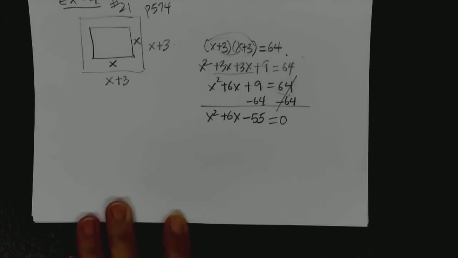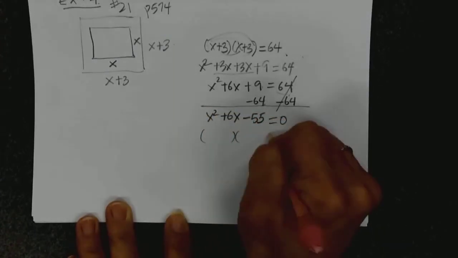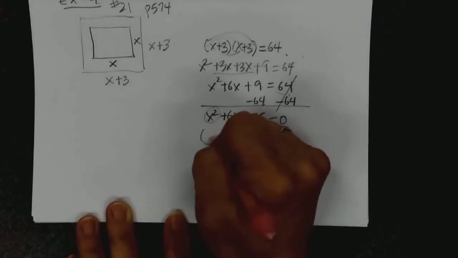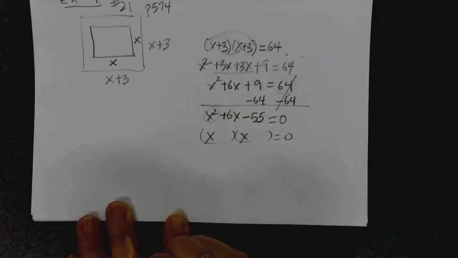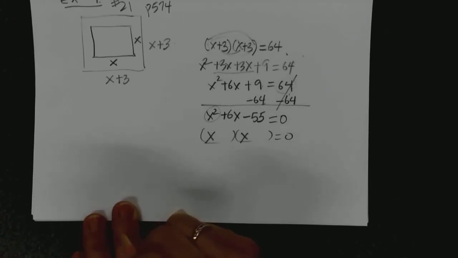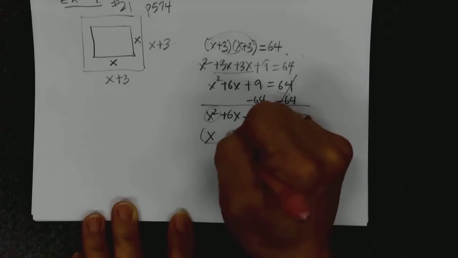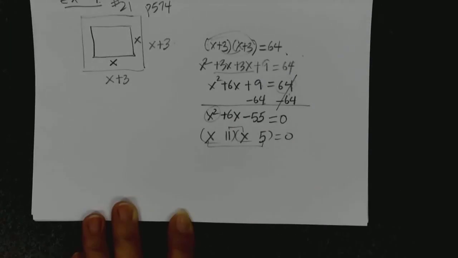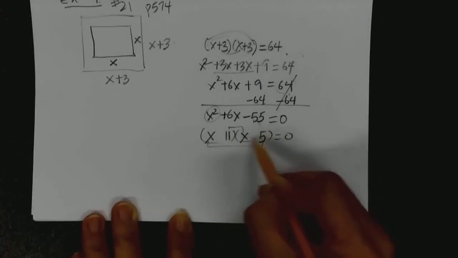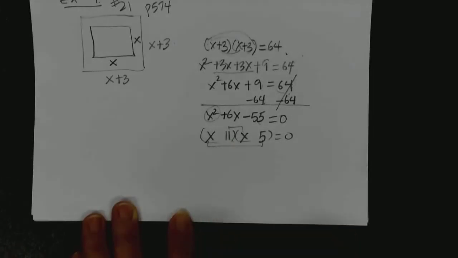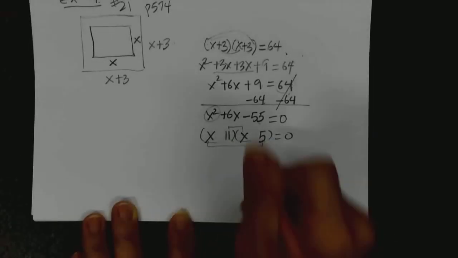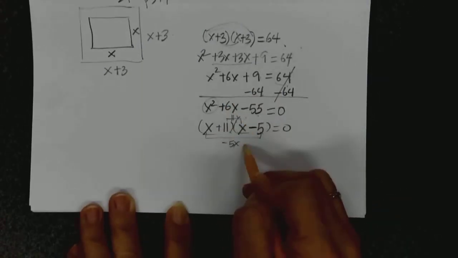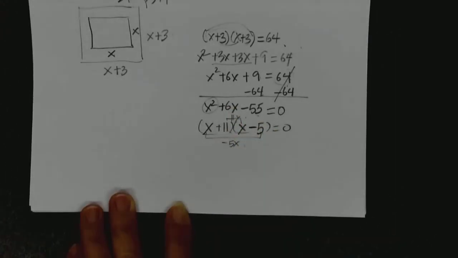Now let's factor, and let's do it the short way. Ready? Put two parentheses. What times what is x squared? x and x. What times what is 55? 11 times 5. So I'm going to put 11 and 5. Now I want this and this to add up to 6x, and I want the product to be negative 55. So I have to figure out which one is going to be negative. Is 11 going to be negative, or is 5 going to be negative? 5 is going to be negative, because this gives me negative 5x and this gives me 11x. 11x minus 5x is 6x. So those are my factors.